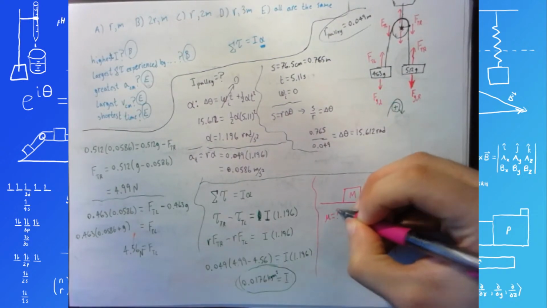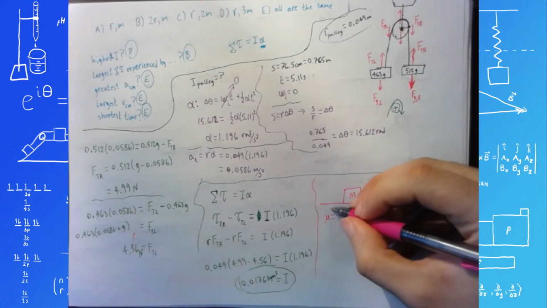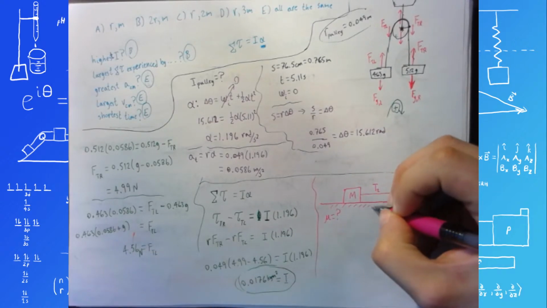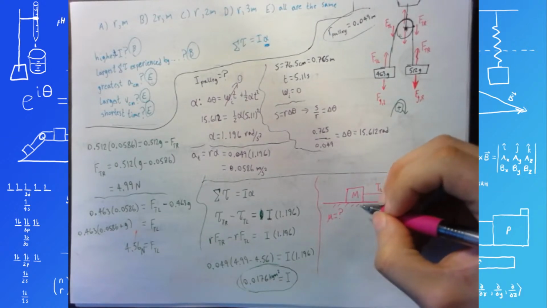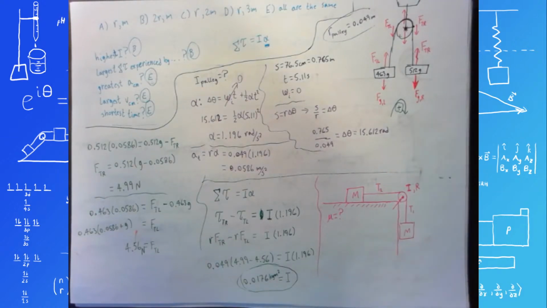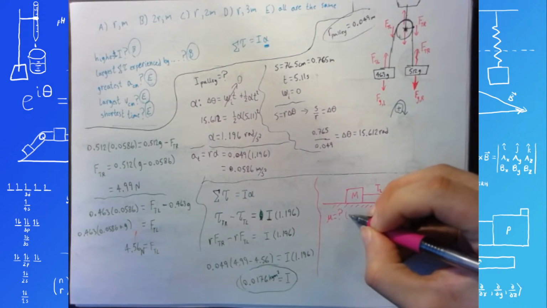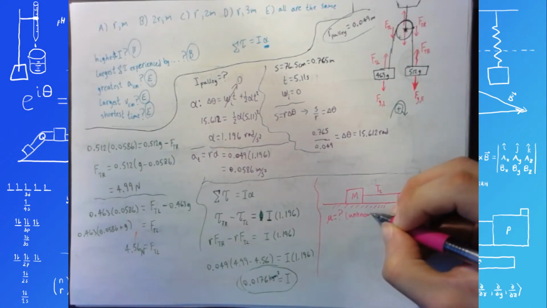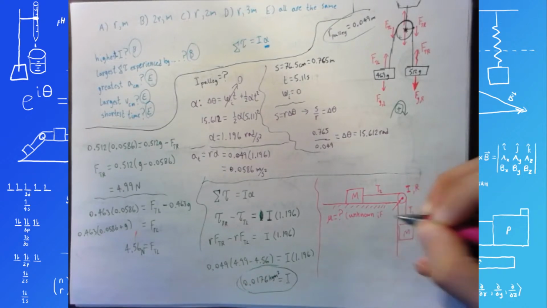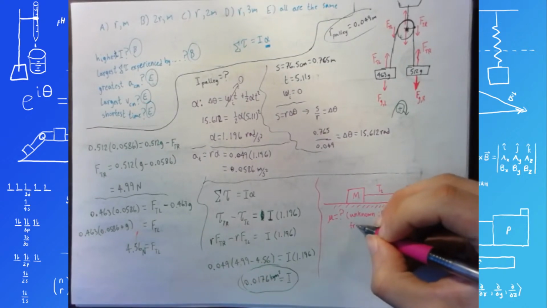So coefficient of friction over here. Is there even friction at all? We don't know. Unknown. Could be frictionless. There could be some friction. We do not know. Unknown if friction is present.